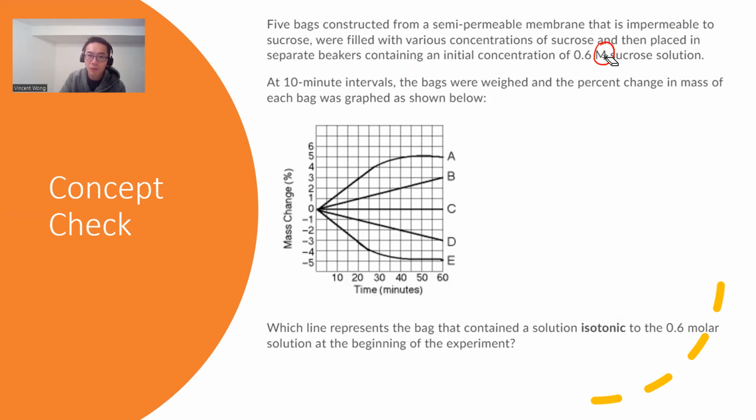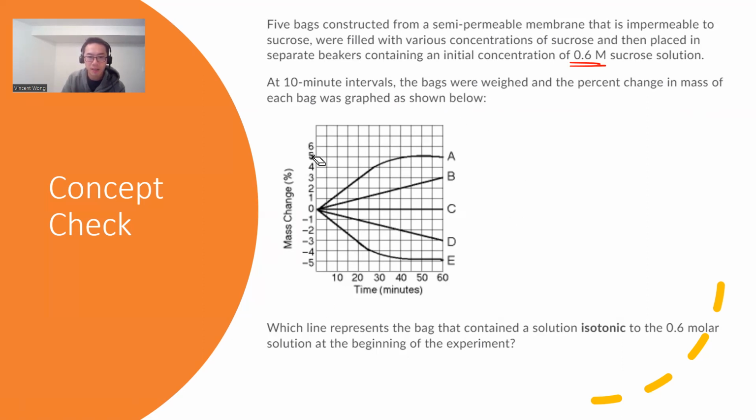It's okay if you don't understand what M is. You learn that in chemistry later. But this is just a way to measure the concentration, right? 0.6. So at 10 minute intervals, the bags were weighed and the percent change in mass of each bag was graphed.